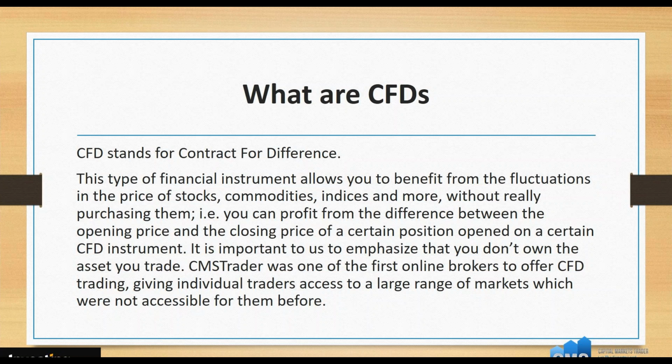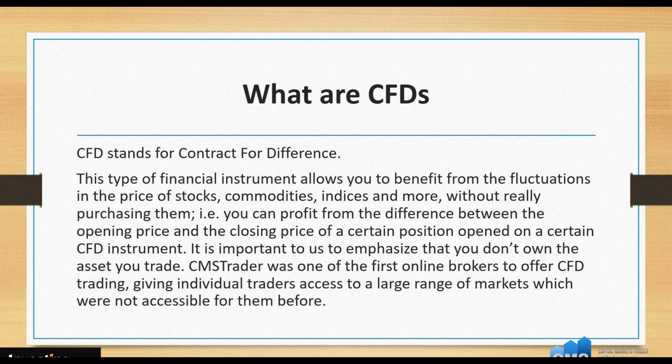Okay. So CFD stands for contract for difference. This type of financial instrument allows you to benefit from the fluctuations in stocks, commodities, indices and more without really purchasing them. You can profit from the difference between the opening price and the closing price of a certain position on a particular instrument. It's important for us to emphasize you don't own the asset you trade. You are receiving the rights to buy or sell at a specific price.